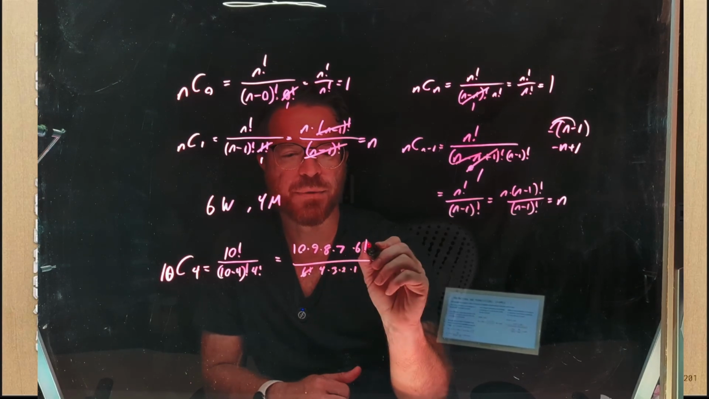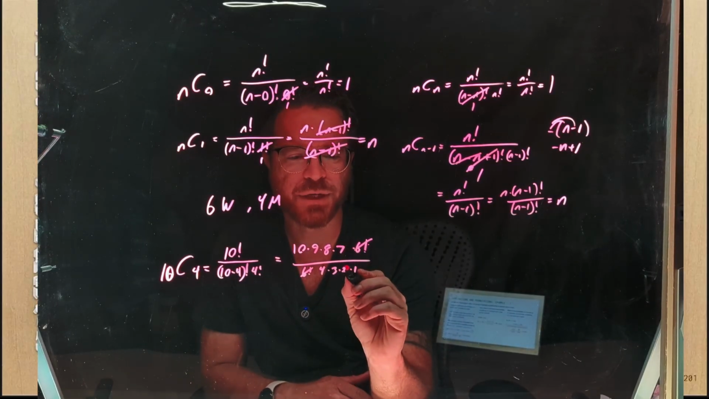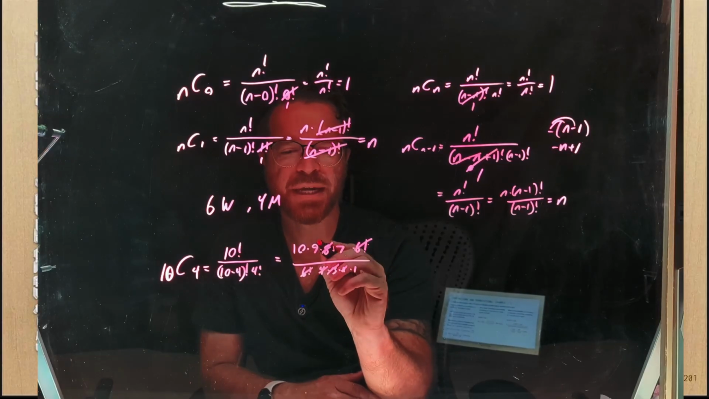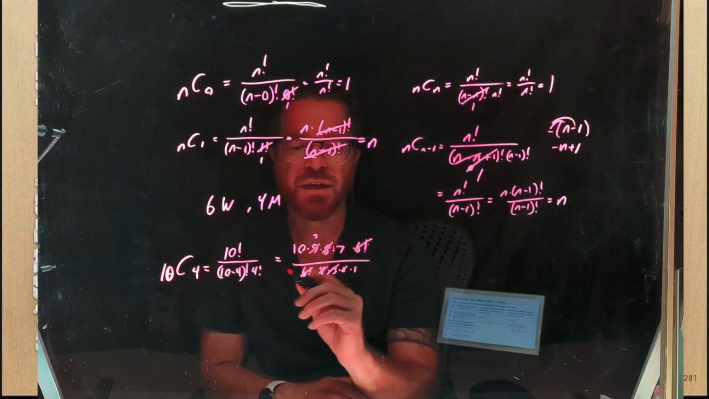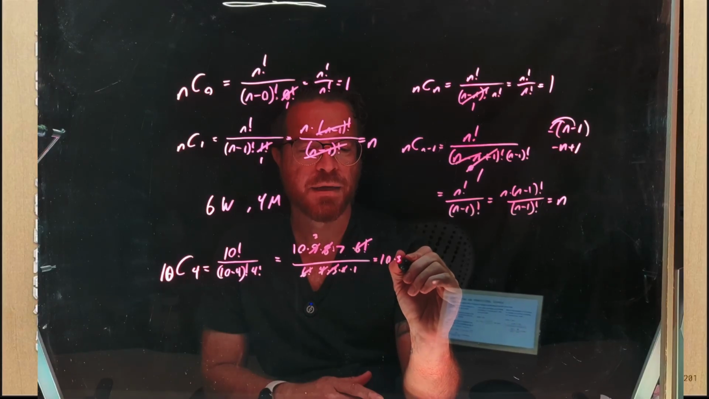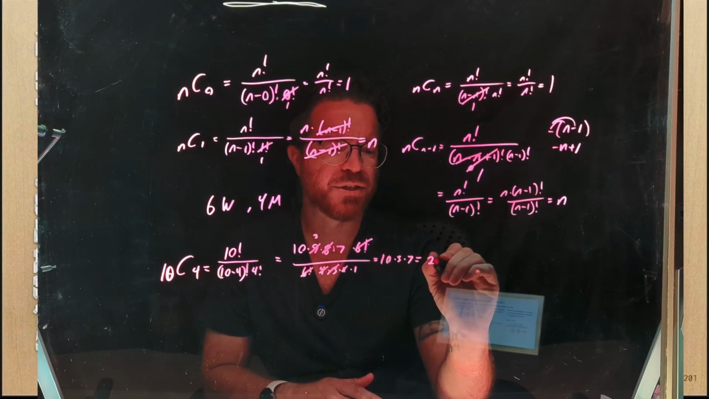The 6 factorials will cancel. And then I'm going to do some cancellation with the other stuff. So 2 and 4 will cancel out the 8. 3 will cancel out part of the 9, and I'm left with 10 times 3 times 7. So 3 times 7 is 21. 21 times 10 is 210.